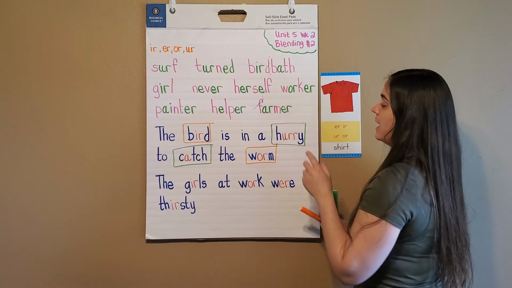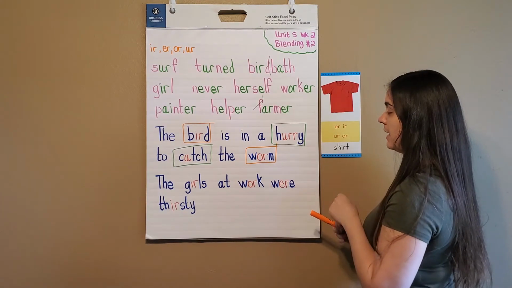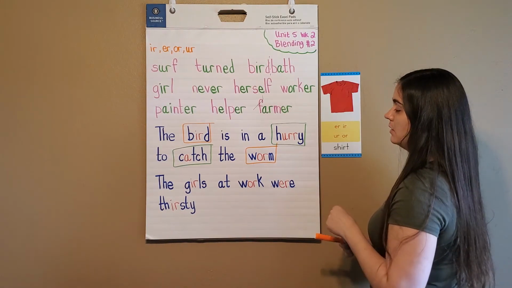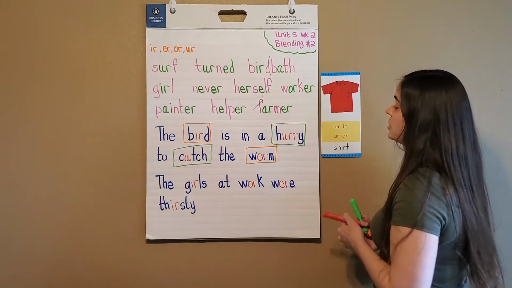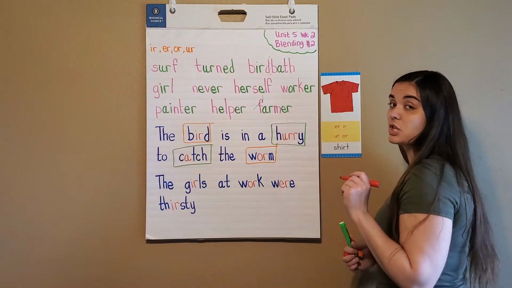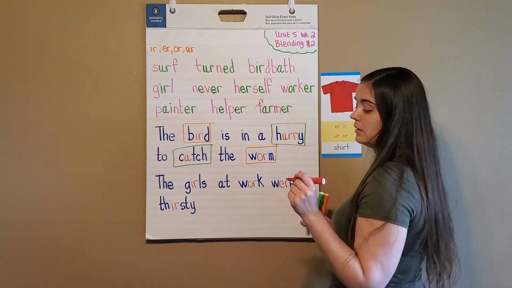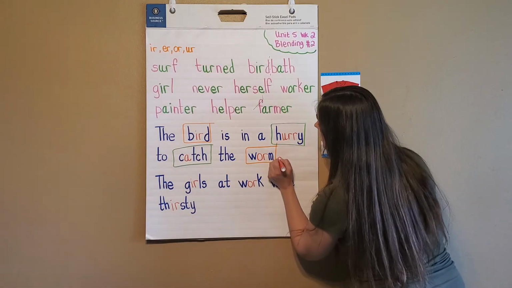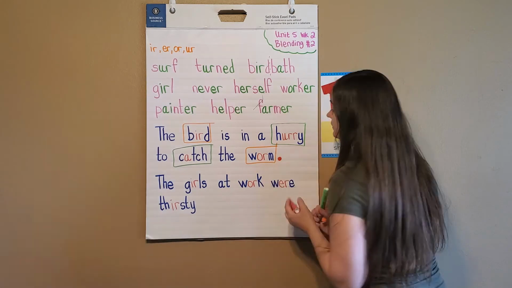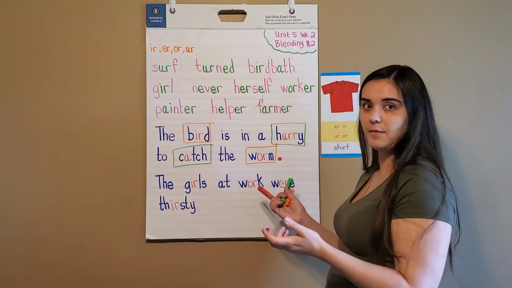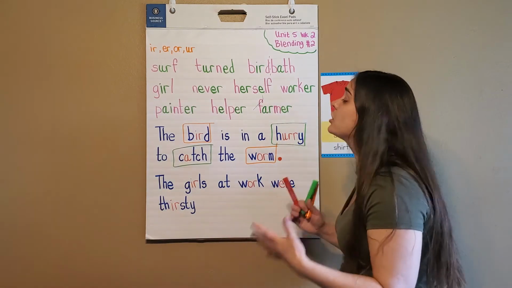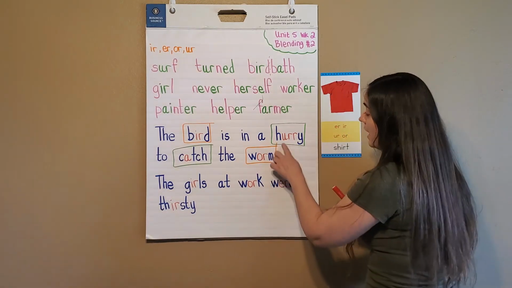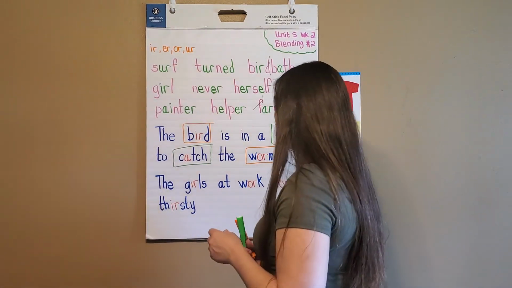Right. And do we have any adjectives? No, we don't have any adjectives, but we do need punctuation. So go ahead and shout out what kind of punctuation we need. You're right, we need a period. I mean, you could have an exclamation point there, depending on how you would say it. The bird is in such a hurry to catch the worm. Then you might have an exclamation point.